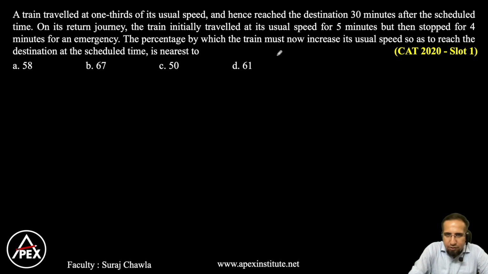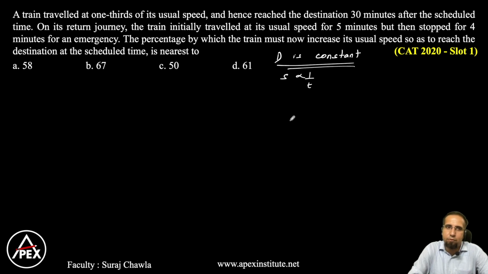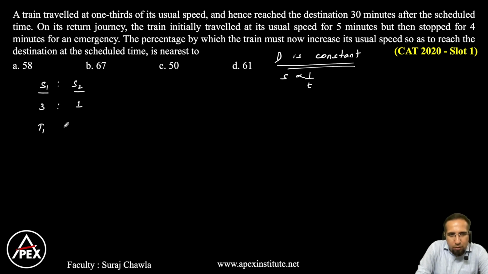The distance covered is constant in both the cases. And the best part is the question is not talking about distance. Therefore, we use speed is inversely proportional to time. Now, let's see. What is S1 is to S2? The car is traveling at 1/3 of the speed. So, if S1 is equal to 3, then S2 becomes 1. If speed is 3 is to 1, time taken becomes 1 is to 3.